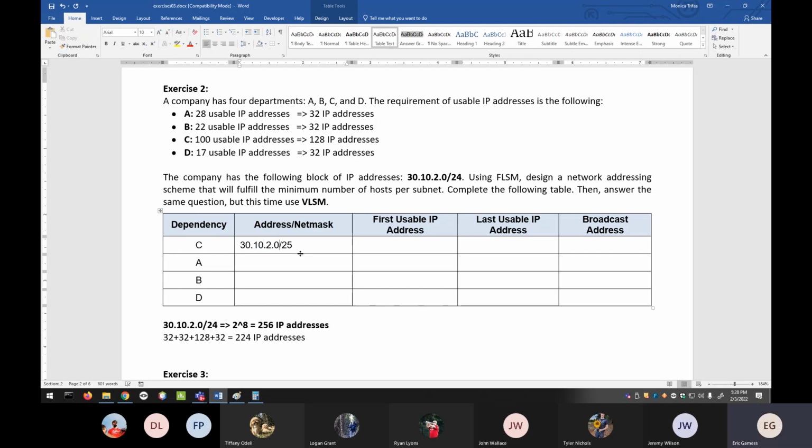Correct, 30.10.2.0. Since I give 128 IP addresses to C, where does the network of A have to start? 128. 0 plus 128 is 128. Now I'm going to give 32 IP addresses to A. Where does the network of B have to start?